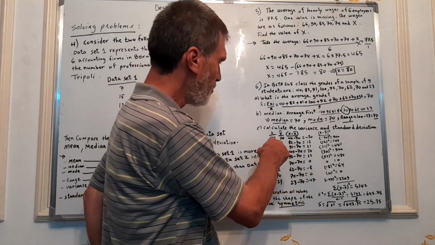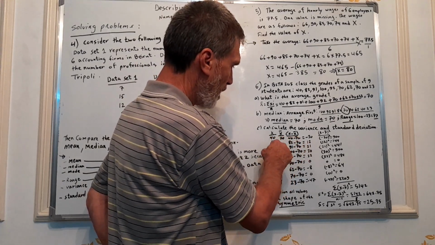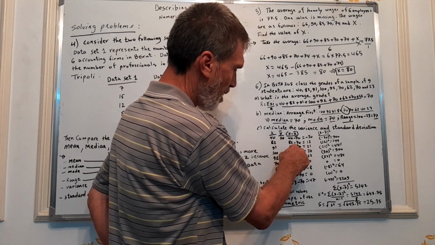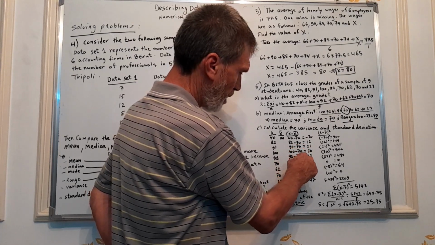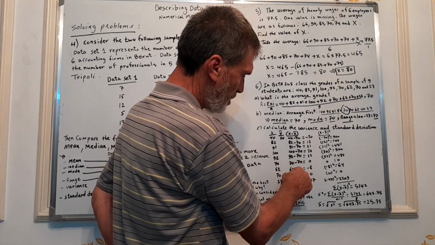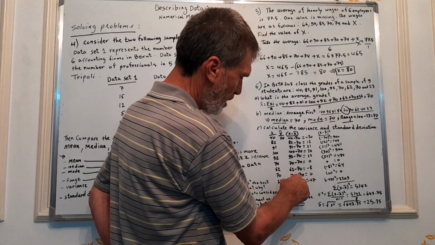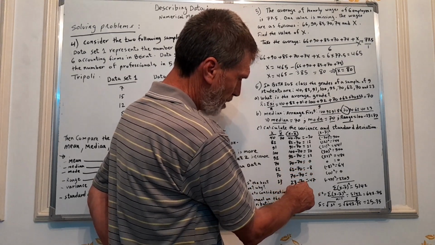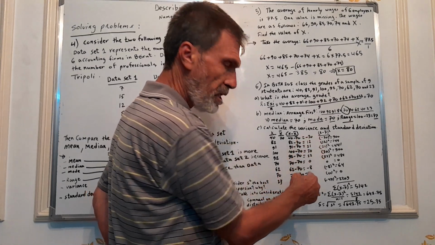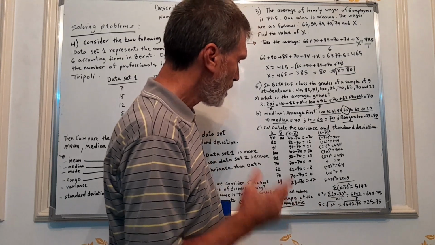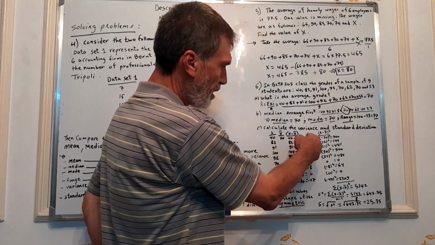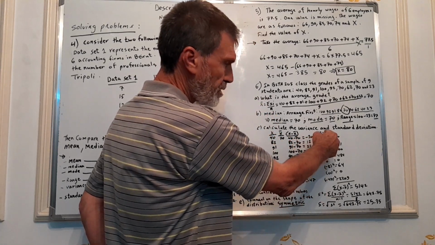So what do we do? 40 minus 70, 82 minus 70, 91 minus 70, 100 minus 70, 92 minus 70, 70 minus 70, 62 minus 70, 70 minus 70, 23 minus 70, and these are the answers. Some of them negative, some of them positive, of course. Great. Now, I take these values and then get their square.